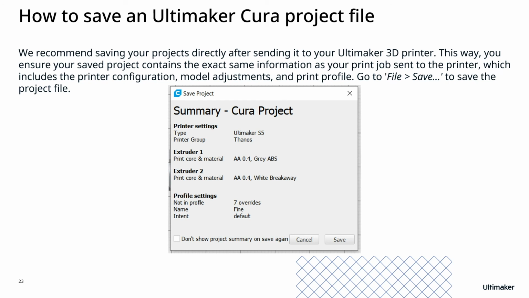We recommend saving your projects directly after sending it to your Ultimaker 3D printer. This way, you ensure your saved project contains the exact same information as your print job sent to the printer, which includes the printer configuration, model adjustments, and print profile. Simply go to File, Save to save the project file.